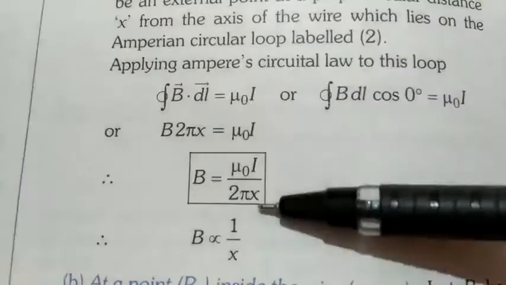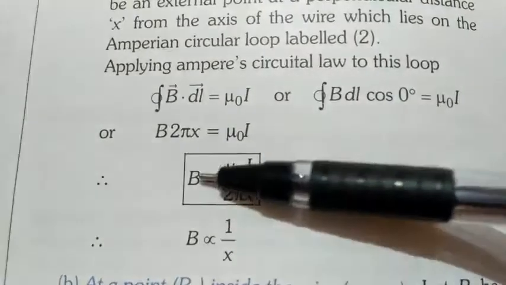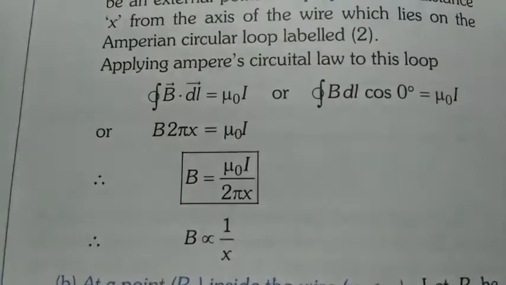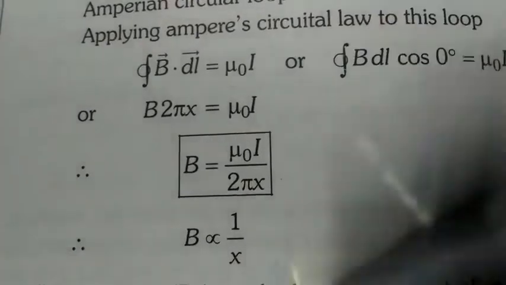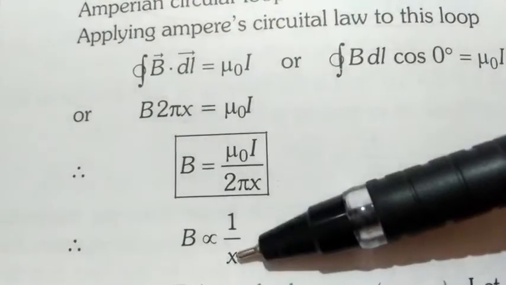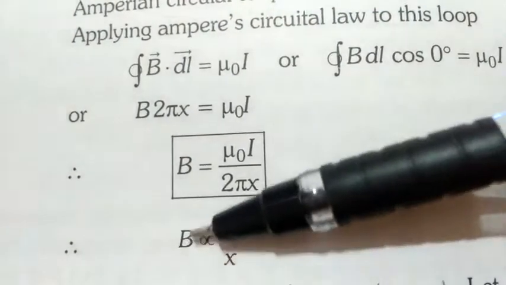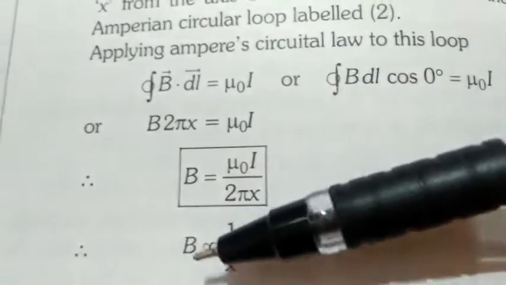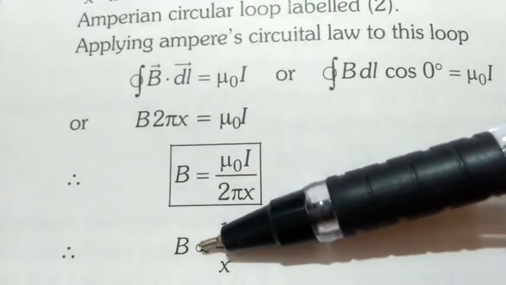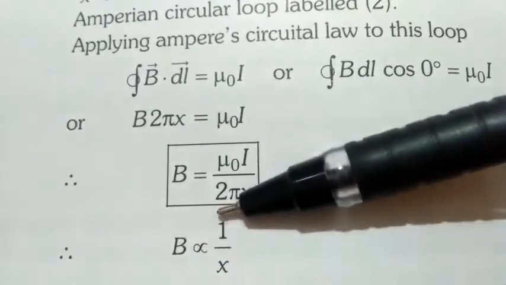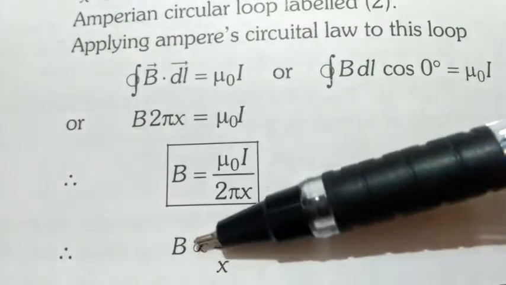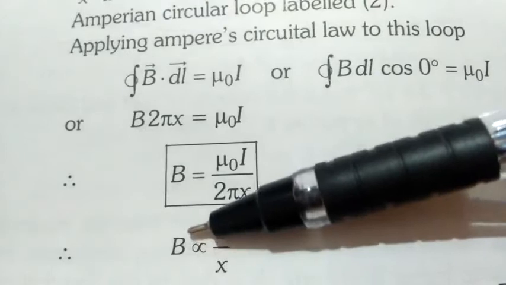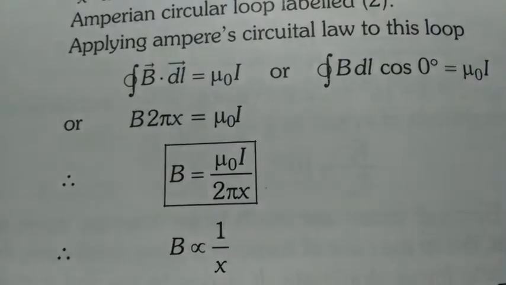Now, when P lies outside, B is inversely proportional to x. So that means if we increase the distance, the amount of magnetic field will decrease. This is the case when point P lies outside the wire. So at that time, with an increase in distance, the magnetic field will decrease.